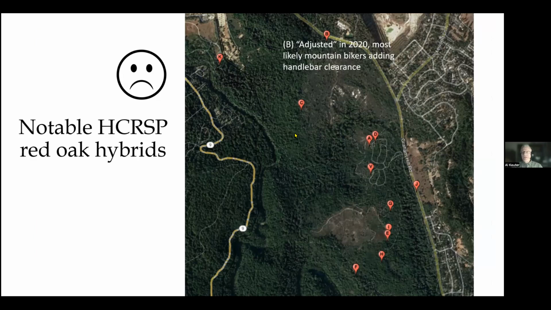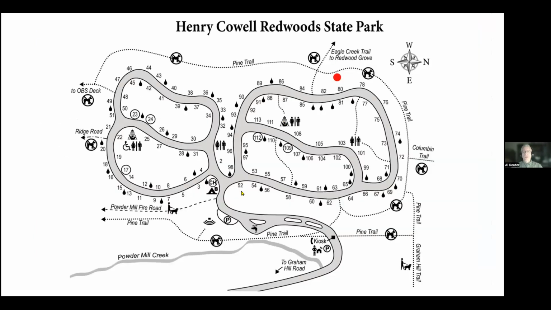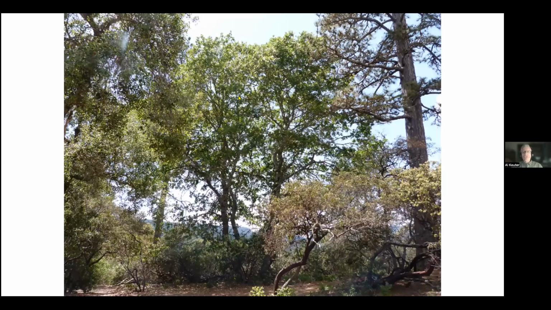But if you want to look at some lovely hybrids without having to work too hard, the ADV trees are located right in the campground. And the most notable tree is the wooden oak found behind campsite 80. And here it is in the spring. And you can see it's got all the beautiful green leaves. It's a multi-trunk tree. They're very close together at the ground behind these bushes, but they spread out above.